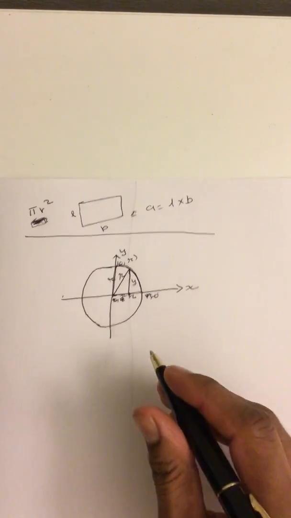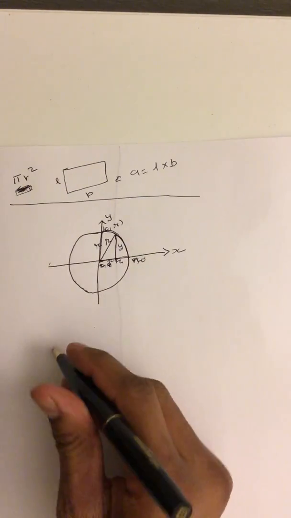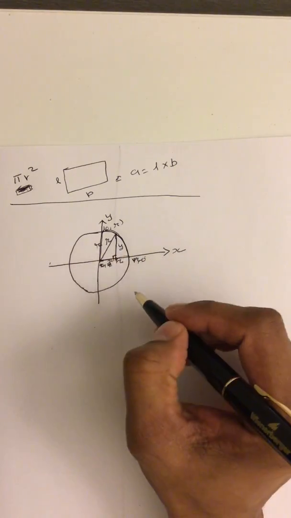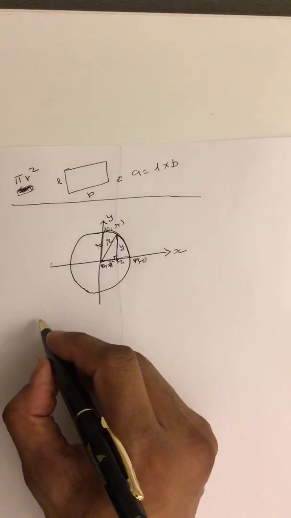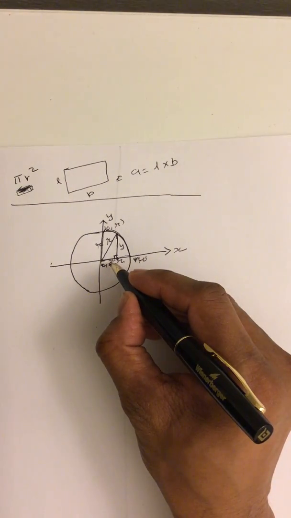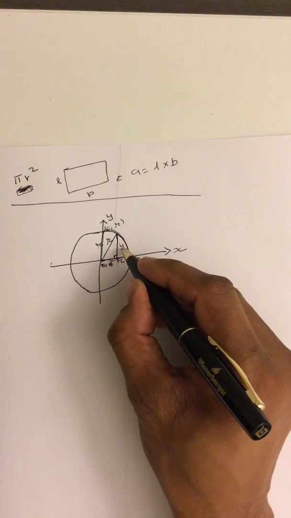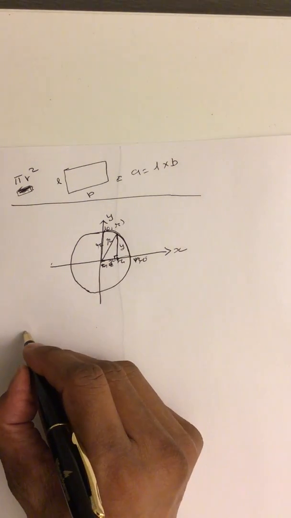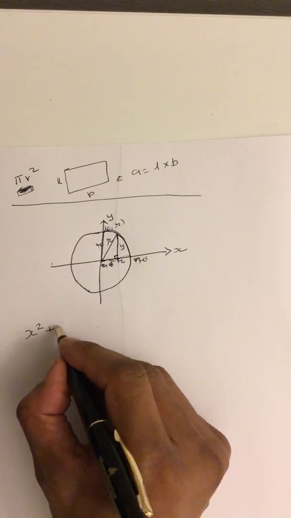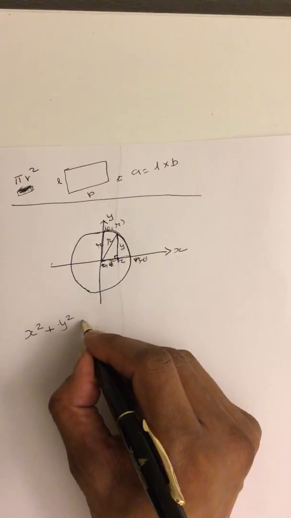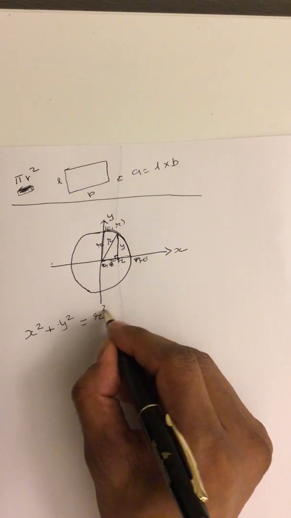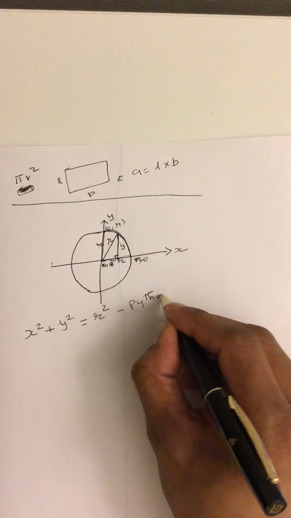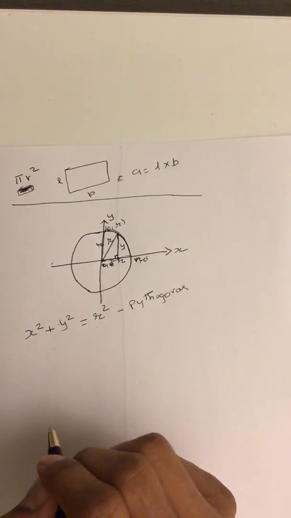Now, if you remember the Pythagoras theorem, this is a right angle triangle, right? So according to Pythagoras theorem, the square of x plus the square of y gives you the square of r, right? So let me write it down. So x squared plus y squared is equal to r squared, right? This is our Pythagoras theorem, right?